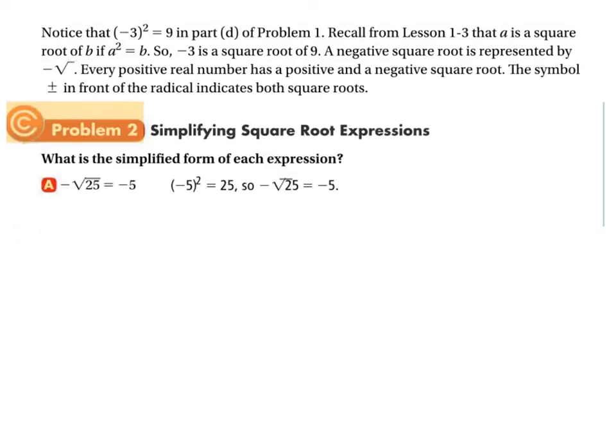So let's look at the problem. What is the simplified form of each expression? They want the negative of the square root of 25. We're going to take the principal square root of 25, which is 5, and we're making it negative.